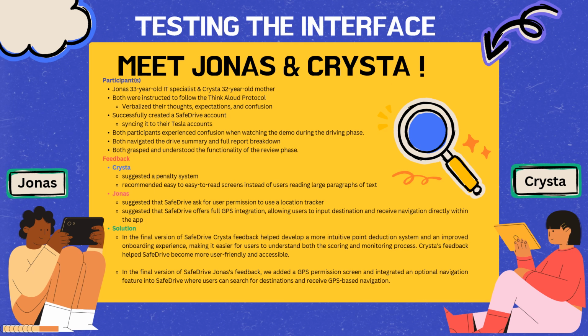of the review phase. Feedback that we received from Krista was suggesting a penalty system. Krista suggested implementing a tiered penalty system where more dangerous violations would result in a greater point deduction. She gave the example that failing to stop at a stop sign should have a greater impact on a user's score than briefly being distracted.